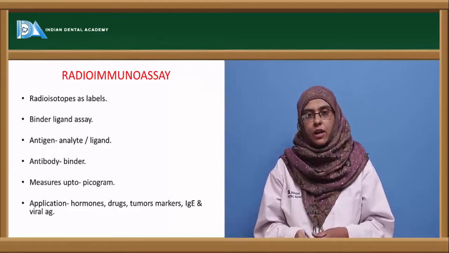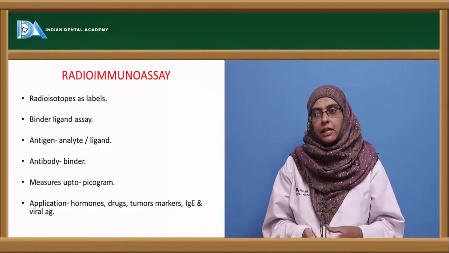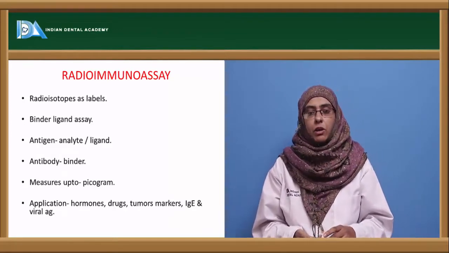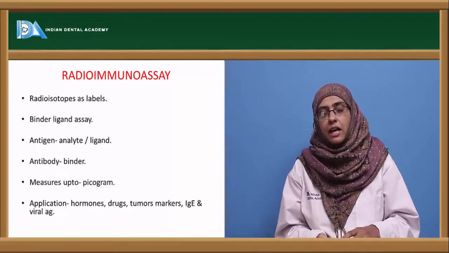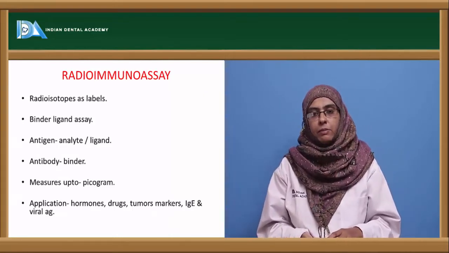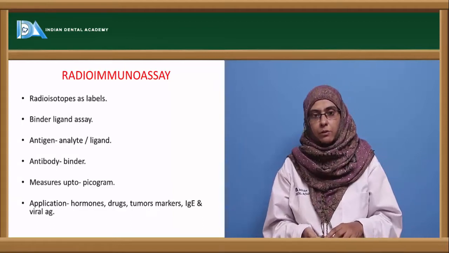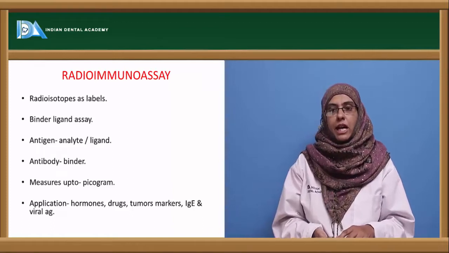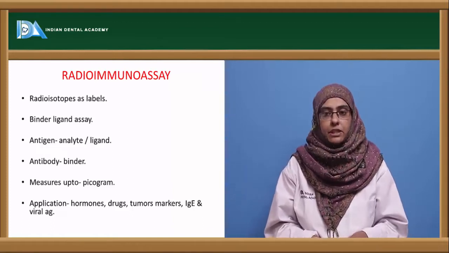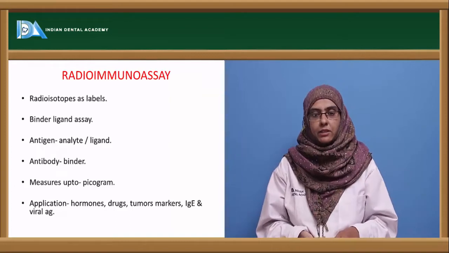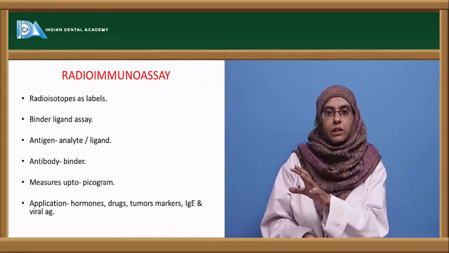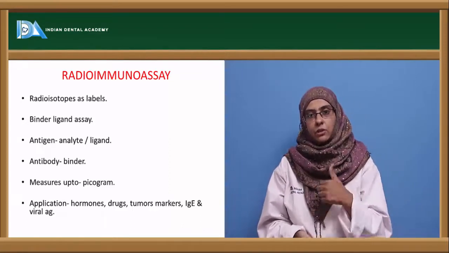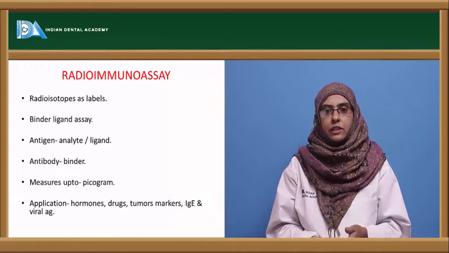So this radioimmunoassay helps us to measure picograms of the antigen, or detect a very small amount of the antigen. It also helps in detecting haptens. So mostly the application of radioimmunoassay is to detect hormones, drugs, tumor markers inside the human body, IgE, which is mostly related to hypersensitivity reactions, and viral antigens. So the antibody towards these particular antigens, that is the ligand, can be conjugated with the radioactive isotope and made to interact with this, and the radioactivity is usually measured.